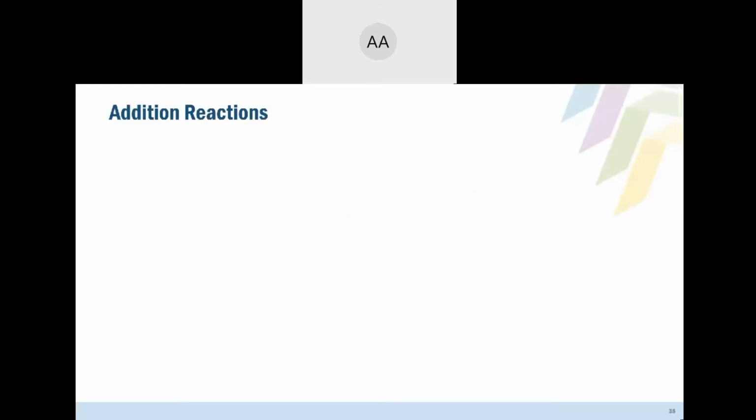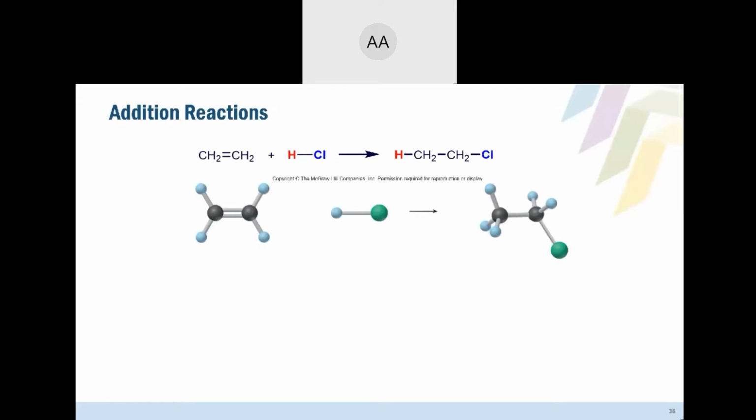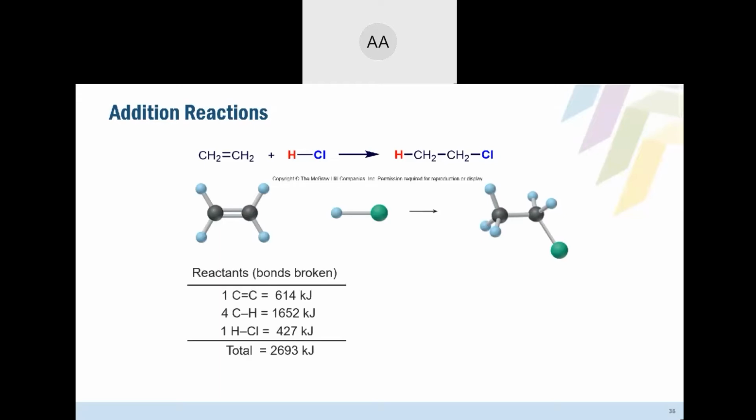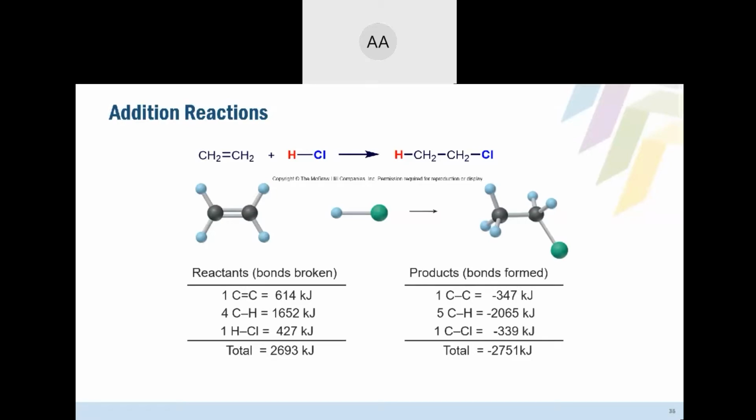So let's have a look at some addition reactions that we focus on in Cycle 3 chemistry. So we started with an alkene with the addition of hydrogen chloride. And what you see there is the double bond is broken, and we have hydrogen and chlorine added to our molecule. You can see the reactants and the bonds broken and the products and the bonds formed. Nice and simple addition reaction as a reminder for you there.